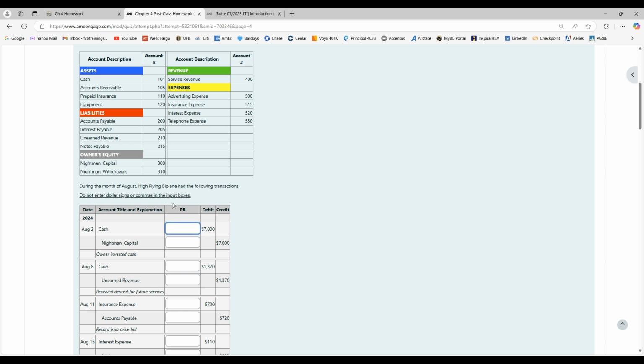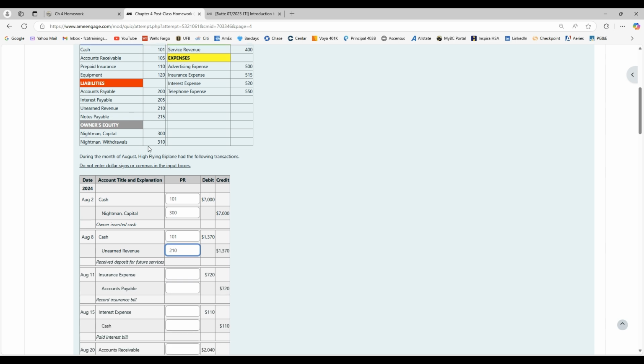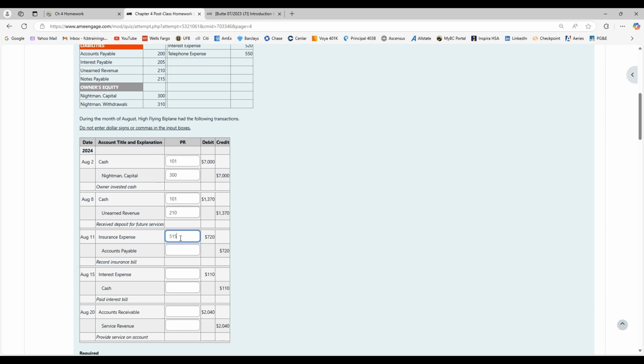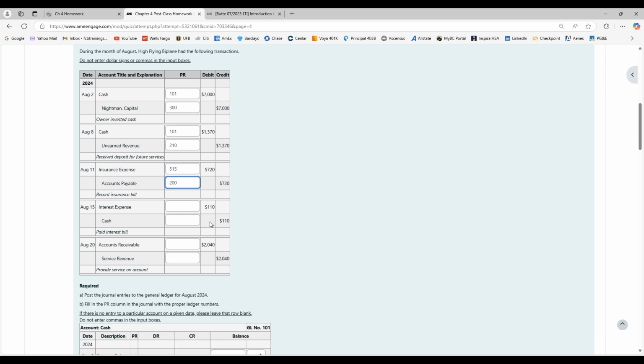So first thing we want to do is just put our posting reference, or another way to think of that, our account numbers. So cash is account number 101. Capital is 300. You can see here, this is our menu or chart of accounts. Unearned revenue is 210. Insurance expense is 515. Accounts payable is 200. And this is all just coming directly off our chart of accounts. Just picking from the menu basically. 520, 101, 105, and service revenue is 400.